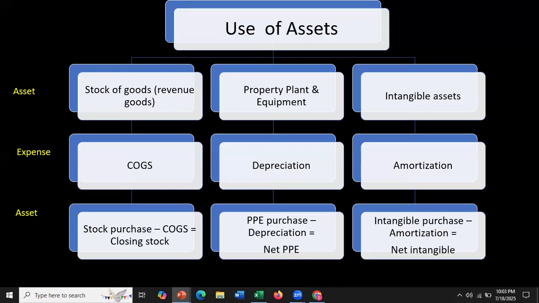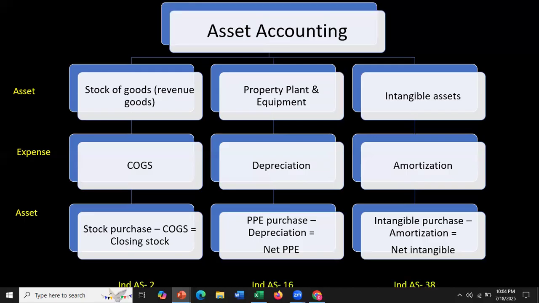The classification of assets is mostly because the measurement principles are not the same. The way a company will measure and report cost of goods sold or stock of goods is completely different from property, plant, and equipment or intangibles. So what will be the measurement principles?